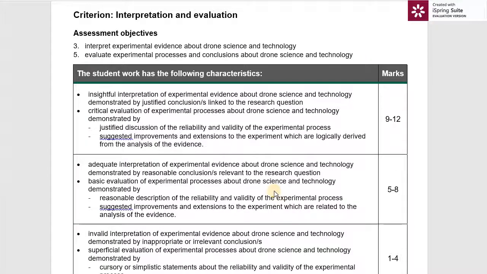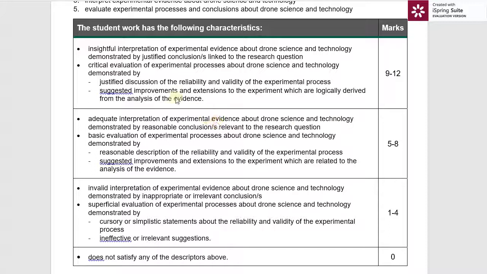The third criteria is the interpretation and evaluation of your results. In order to get the top mark for this category, you need to provide insightful interpretation of experimental evidence about drone science and technology demonstrated by justified conclusions and linked to the research question, as well as providing a critical evaluation of experimental processes about drone science and technology demonstrated by a justified discussion of the reliability and validity of the experimental process, as well as suggested improvements and extensions to the experiment which are logically derived from the analysis of the evidence. So in this category, between 9 and 12 marks, the middle category 5 to 8, and if you do not meet any of the above descriptors, you'll get 0.